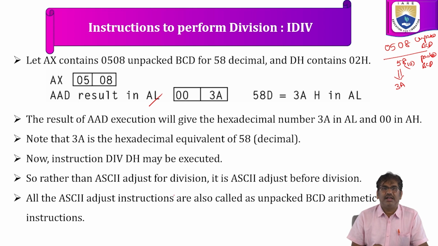Now instruction DIV DH may be executed. For the other ASCII adjust instructions, it is ASCII adjust after operation, but for division it is ASCII adjust before division operation. Usually we take adjust after operations, but only for division it takes place before division operation. All the ASCII adjust instructions are called unpacked BCD arithmetic instructions.